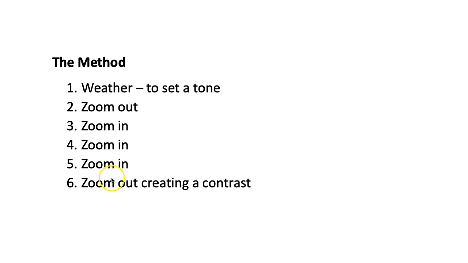And then you'll zoom out at the end to create a contrast with what you saw before. That gives your writing some structure. The other thing you'll do is focus on the weather again in that zooming out, because that gives your piece a circular structure where you return to the weather at the beginning.